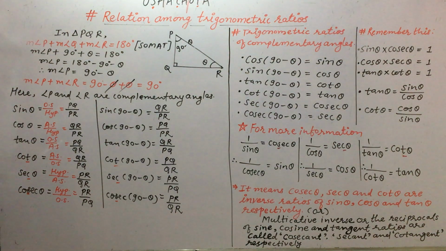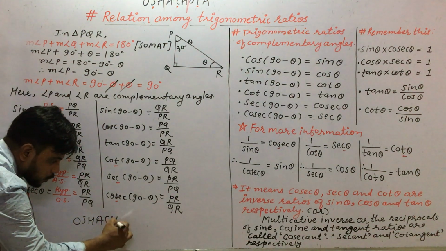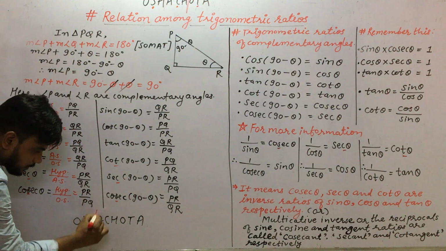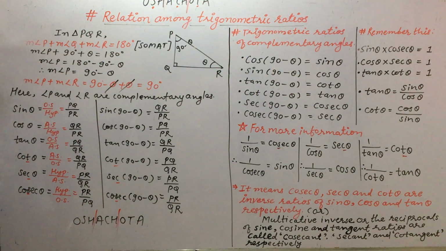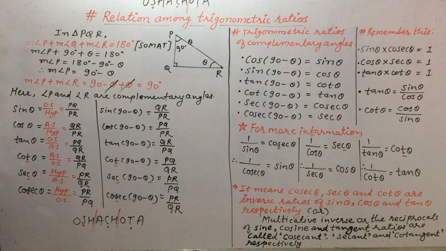So I hope you remember the name. What was that? Osa Chota. Do not forget this, right? So sine, cos and tan. And once you remember these three, what will you do? Concentrating on the third letter of these three ratios, you will write the reciprocals.